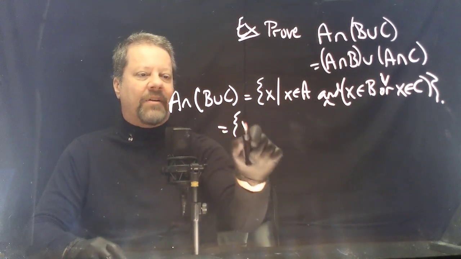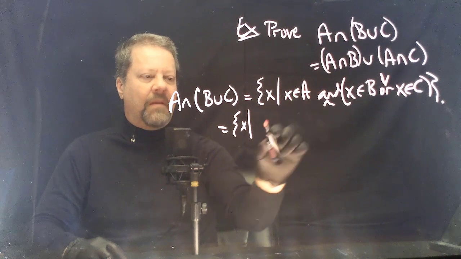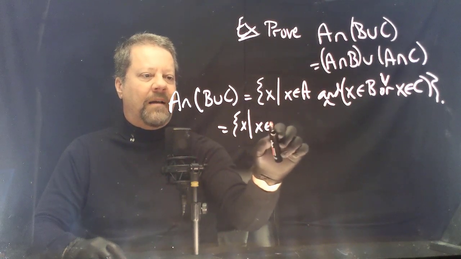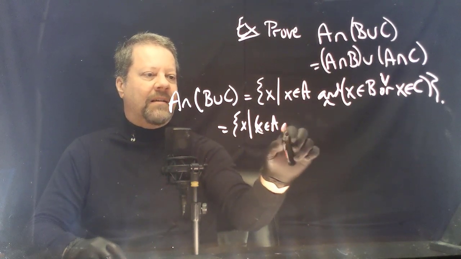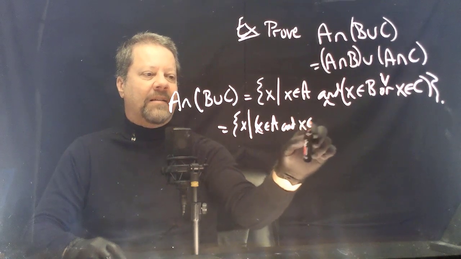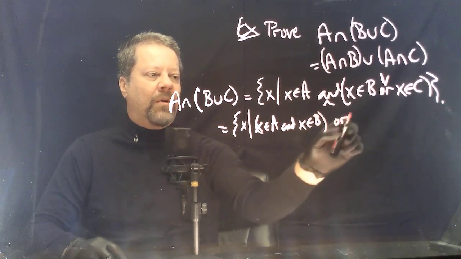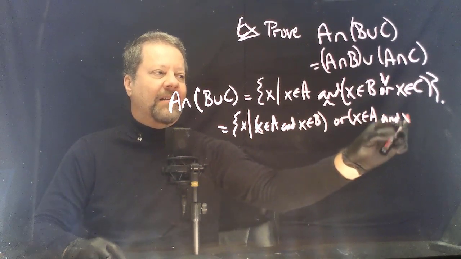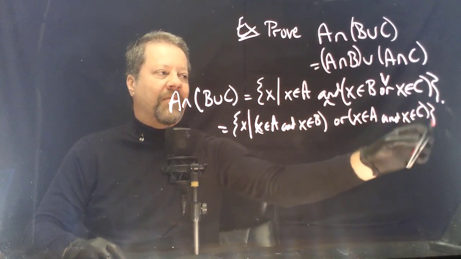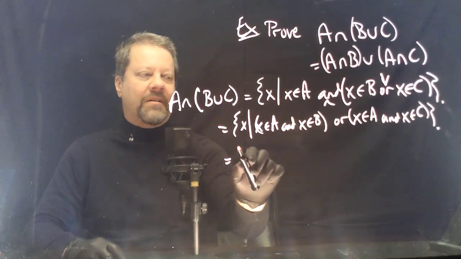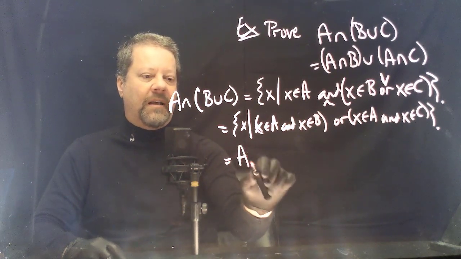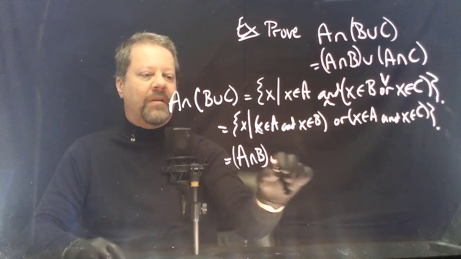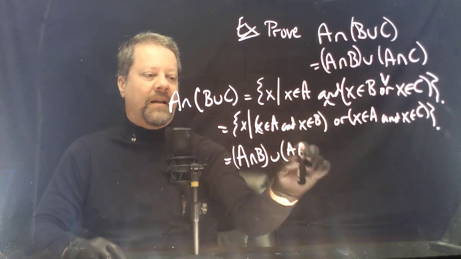That's the set of all X such that X is in A and X is in B, or X is in A and X is in C. And that's just A intersect B union A intersect C.